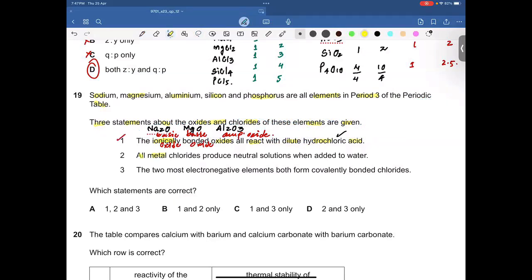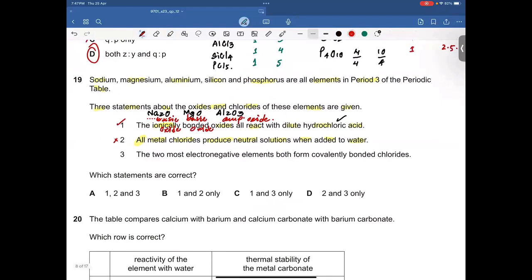Now the next: all metal chlorides produce a neutral solution when added to water. That's the wrong statement, because sodium chloride gives a neutral solution of pH 7, whereas magnesium chloride gives a weakly acidic solution of pH 6.2 to 6.5, if you remember the information which I've given you in the class. Okay. Similarly, aluminum chloride has a pH of 3, which means the second statement is wrong, because not all of them produce a neutral solution. Only sodium chloride produces a neutral solution.